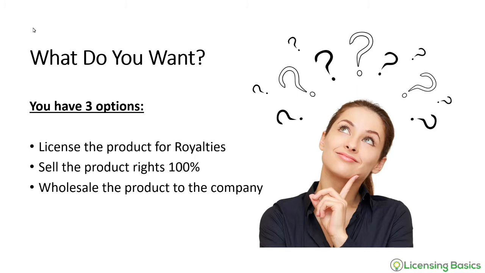The second thing that you could want is to sell the product outright. That means that you're looking just to sell off the patent or the rights to the product for one lump sum to a company. And third, you might be wanting to venture the product. If you're venturing the product, that means that you're developing and manufacturing, and therefore you'll be wholesaling the product to the company.